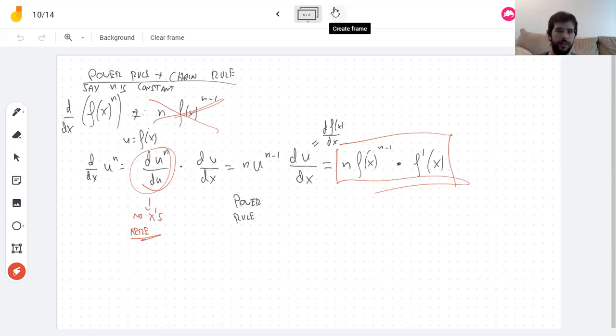Okay, that's it. So now you know how to take every derivative, unless it involves logarithms and inverse trig functions. So that's what's next. And then you'll know how to take every derivative that you'll ever see in your life. And you should feel very accomplished for that.